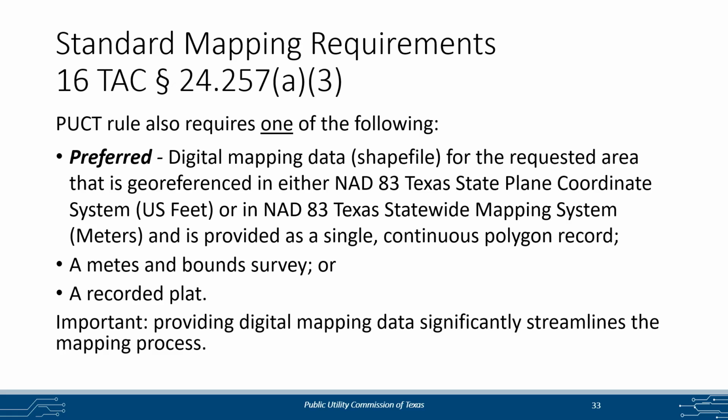So to recap, the mapping requirements for an application are a general location map, a detail map, and digital mapping data. And these are the things that the GIS staff in the mapping section will evaluate in an application and petition. That's why it's important to help streamline the application review by visiting the mapping webpage, but also to ensure that these maps and the data identify the exact same boundary for the requested area.